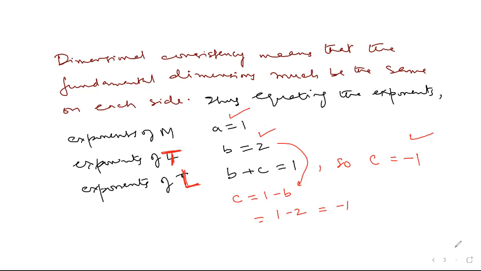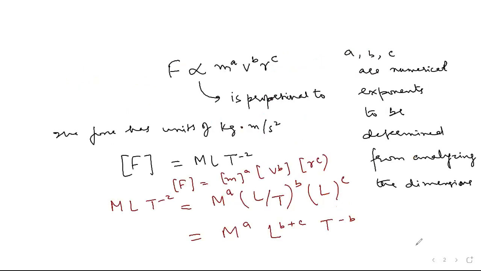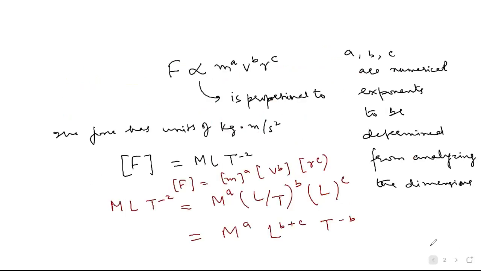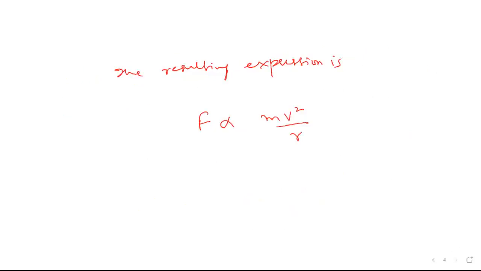Therefore, the resulting expression is, we substitute the values. F is proportional to mv square by r. How? Because a is 1 and a is the power of m, so F is proportional to m raised to 1. b is the power of v, b is 2, so there is v square. And c is the power of r, which is minus 1, so it comes in the denominator. So we have F is proportional to mv square by r.